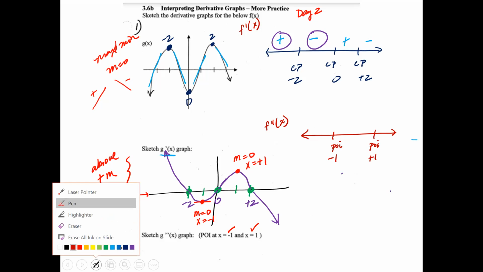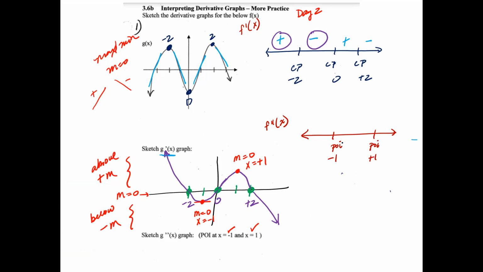Now we're going to interpret the graph of g prime of x to fill out the sign line for g double prime of x. And I shouldn't say f because it's not f, it's g. I'm used to saying that, but no, it's g. G double prime and g prime.